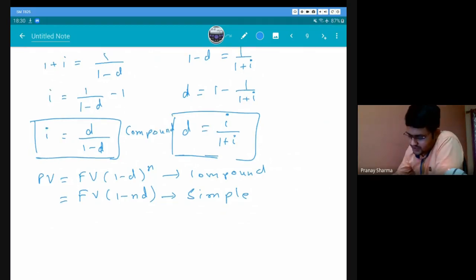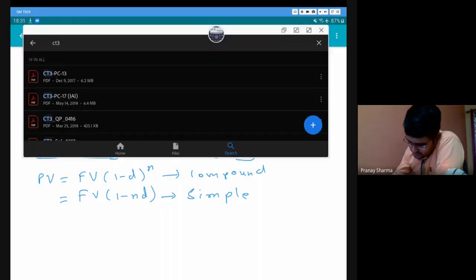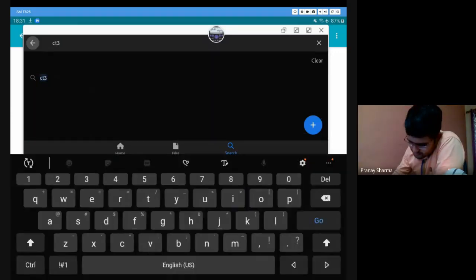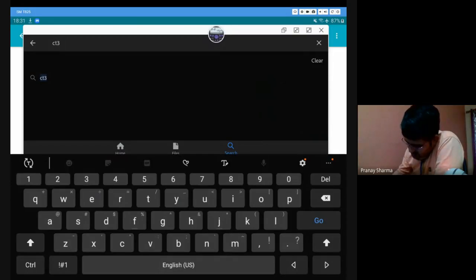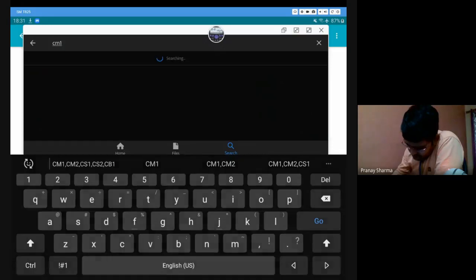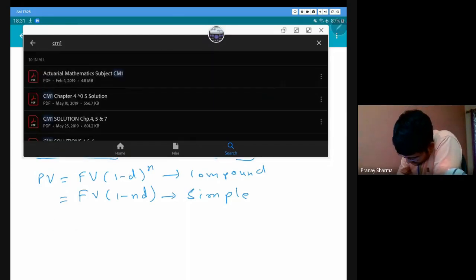Compound discount and our simple discount. Just give me 1 minute. Okay. I'll just take an example till that opens. Okay, I will take an example.